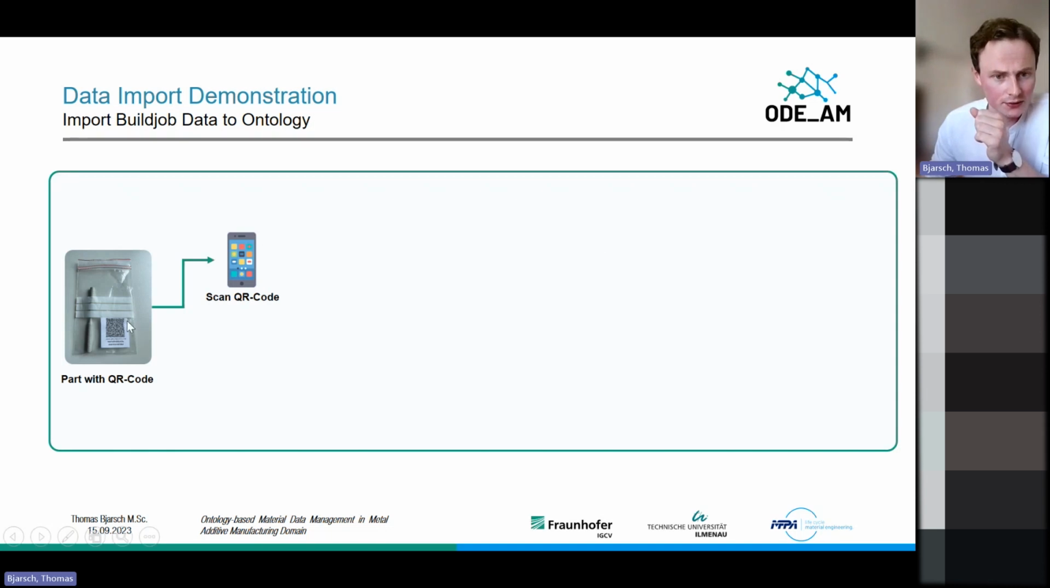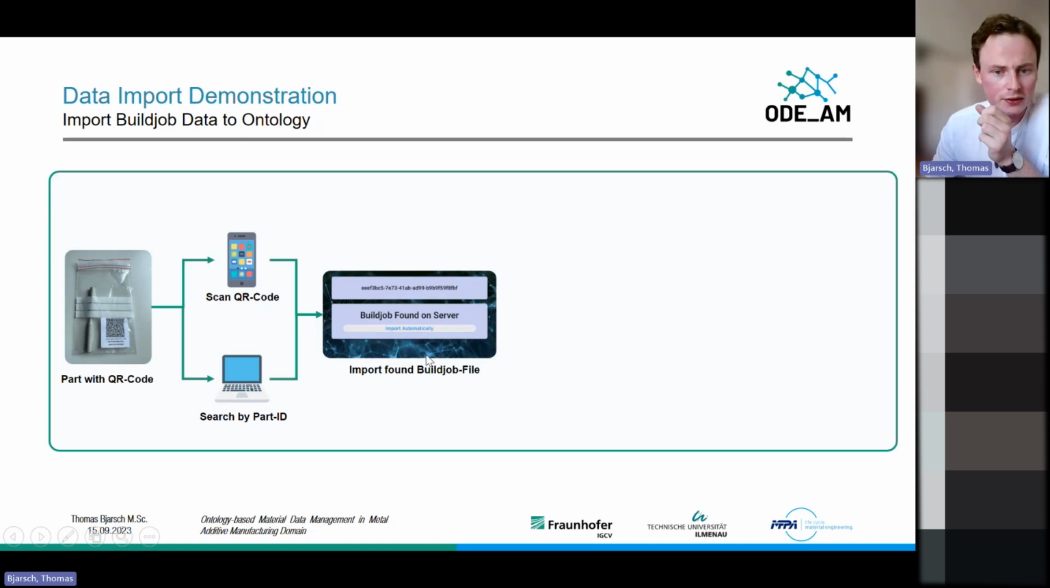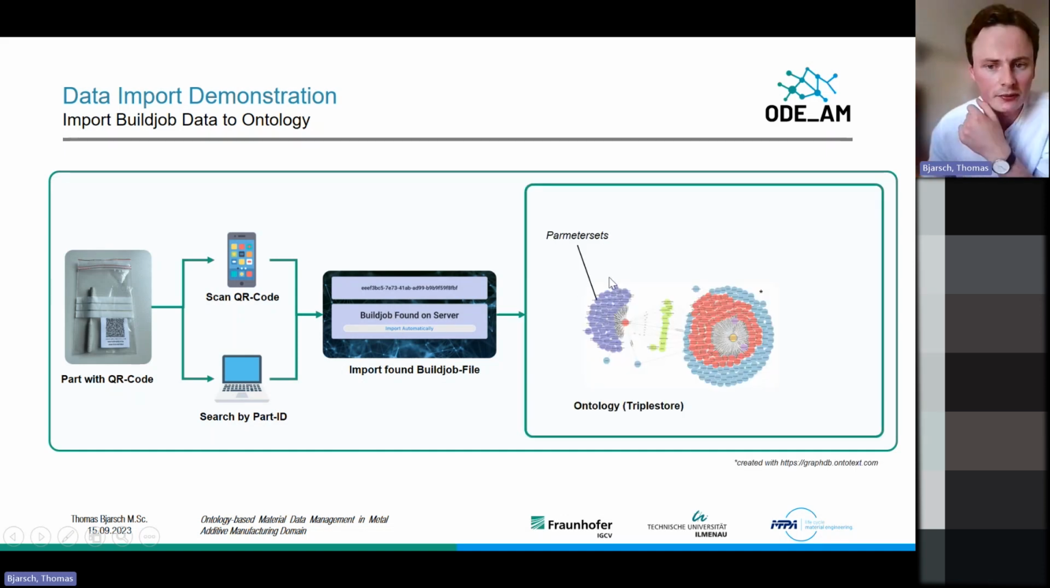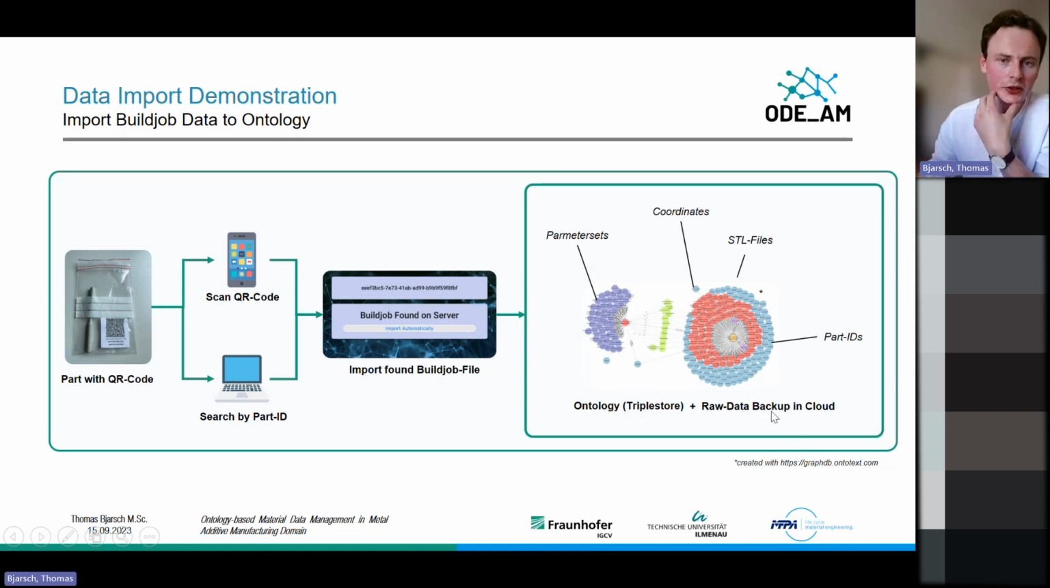If you scan this QR code or search it by the part ID, if you don't have a smartphone, for example, you will be asked if you now want to import this build job file, because now it's clear that the build job has actually been printed and you have generated the QR codes. The build job file is saved on the server, and now you can just push import, and the information like the parameter sets, the coordinates, the information about the STL file, and so on will be added automatically to the ontology. And also the raw data are backed up.